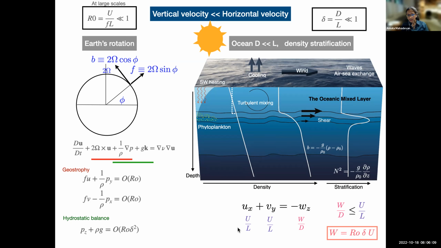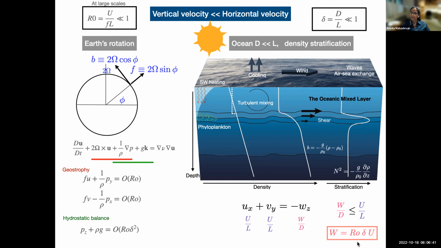And down here, you can see that if you try to scale the vertical velocity, it would be, in my opinion, quite wrong to say that W over D, that vertical gradient of the vertical velocity, is as large as U over L, because these two terms, du/dx and dv/dy, almost cancel each other out in the ocean. So in fact, dw/dz is much smaller than U over L, right?